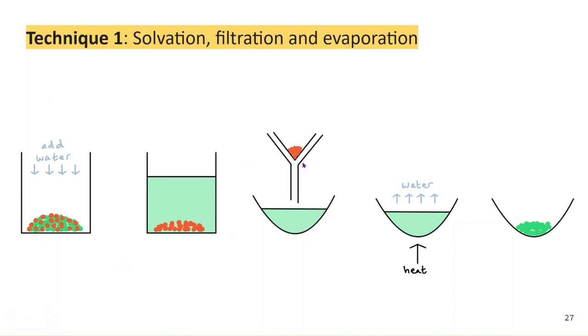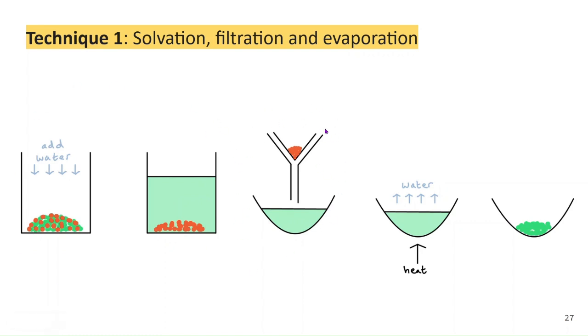Then we filter the mixture, so that's what's happening right here. We run all of this through this filter, and we separate the soluble and insoluble components. So the insoluble part that didn't dissolve gets trapped in our filter, while the water or whatever solvent we used flows through with the part that we want. Right, still green. This is called filtration.